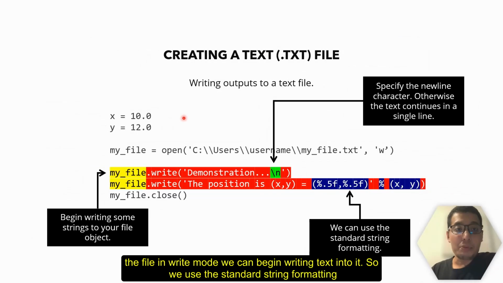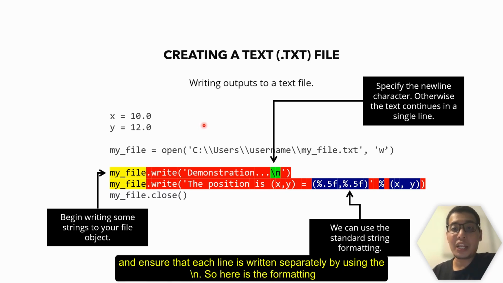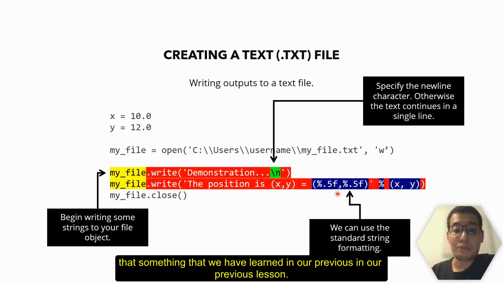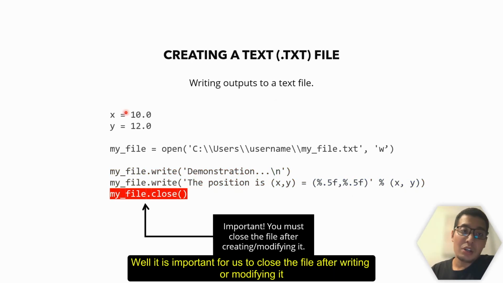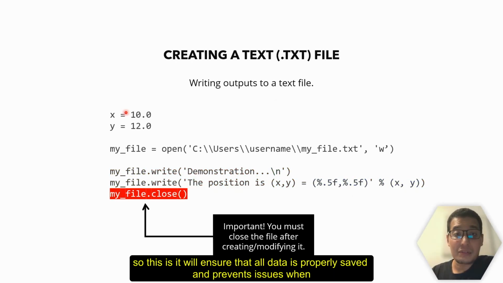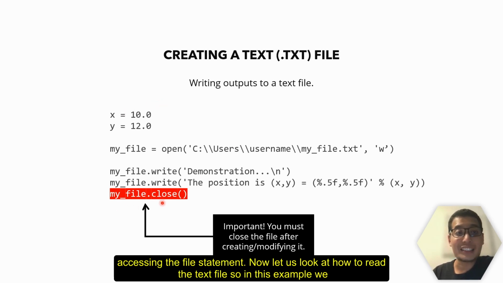Once we open the file in write mode, we can begin writing text into it. We use standard string formatting and ensure that each line is written separately by using the \n. Here is the formatting that we have learned in our previous lesson. It is important for us to close the file after writing or modifying it. This will ensure that all data is properly saved and prevents issues when accessing the file later.